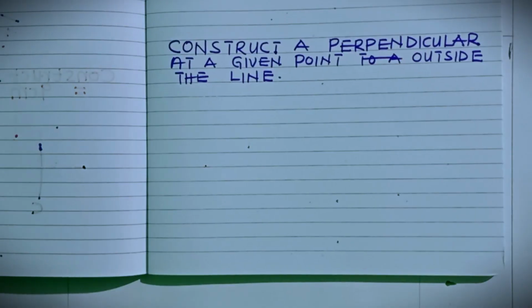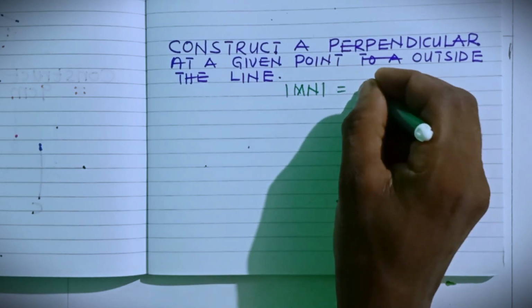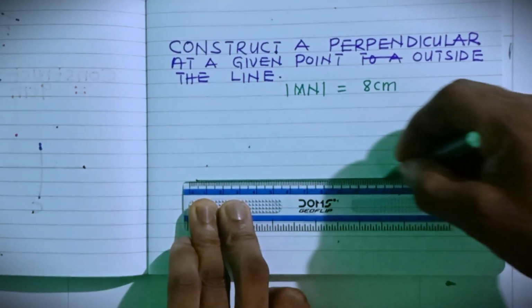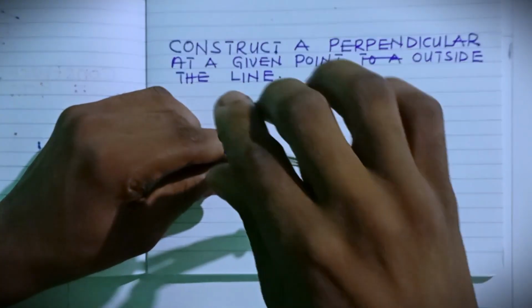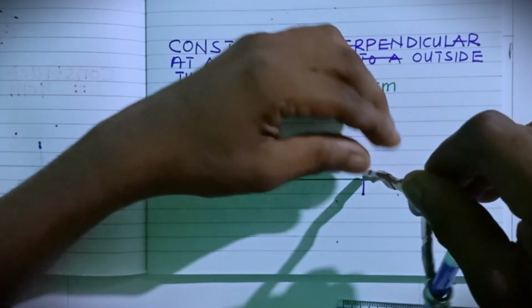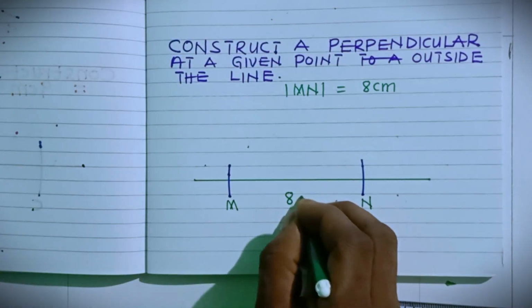Construct a perpendicular at a given point outside the line. Let's draw line MN equal to 8 centimeters. Draw a straight line. Measure 8 centimeters. Stand at one end, make an arc. Stand on that arc and make another arc. M, N, and you have 8 centimeters.